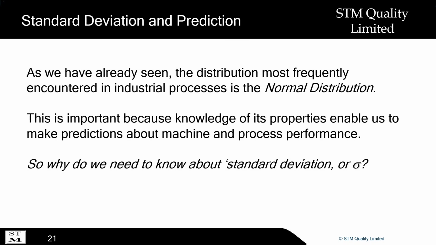As we have already seen, the distribution most frequently encountered in industrial processes is the normal distribution. This is important because knowledge of its properties enables us to make predictions about machine and process performance. So why do we need to know about standard deviation, or sigma?